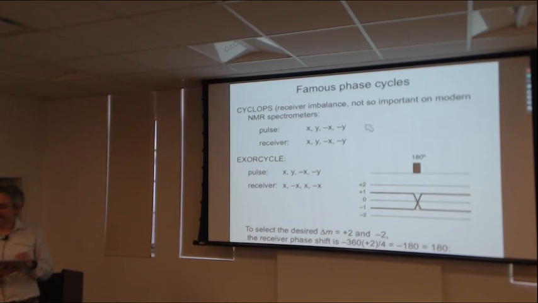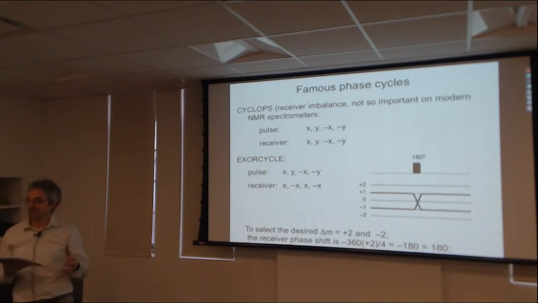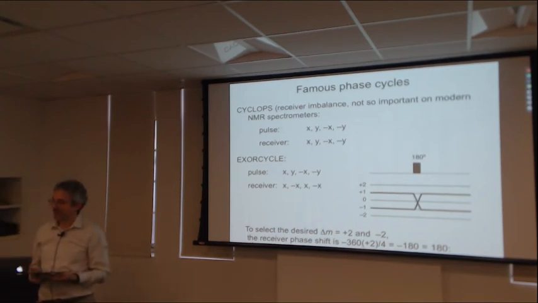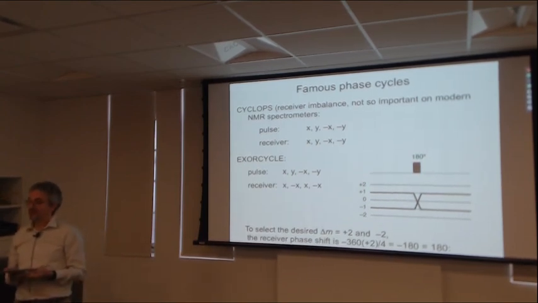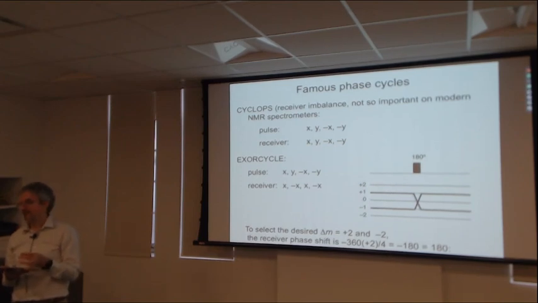which is doing the same thing. And this will suppress imbalances between the receiver channels. If X and minus X aren't identical, or X and Y are identical except for the phase shift, this phase cycle will help cancel out those artifacts. It's not so important anymore because spectrometers are so stable. But if you look inside the typical pulse sequence, there's probably some pulse that's going X, Y, minus X, minus Y, more or less for historical reasons.